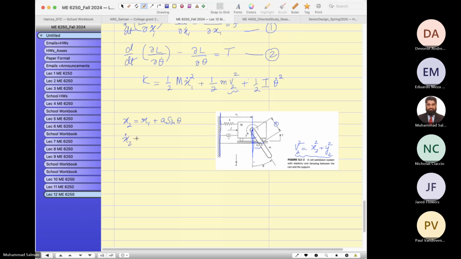So what is x2 dot? Well, the velocity is x2 dot because, sorry, this is x2 dot square. It's not x2 but x2 dot and y2 dot, because this is a velocity, the time derivative. x1 dot plus a cosine theta times theta dot. This is x2 dot. And what is my y2 value here? This is my y2 up until here, which is a cosine theta. Going down, this upward, okay, this is minus a cosine theta, thank you. So this is minus a.